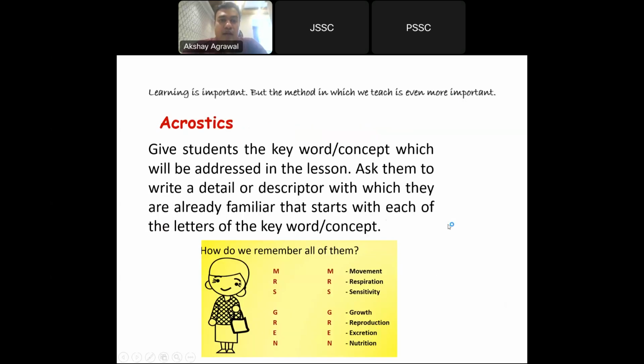Okay. This is also very, very nice and something which we should follow. That is acrostics. Basically, it's making a simple name for some terms which are very difficult to remember.